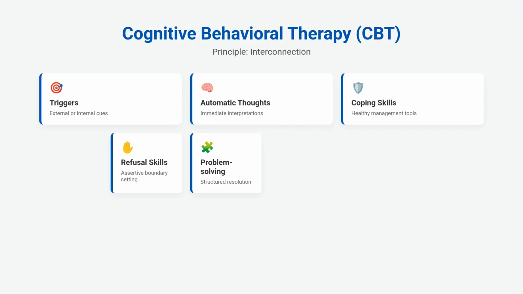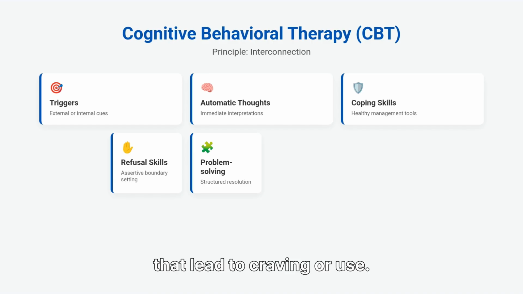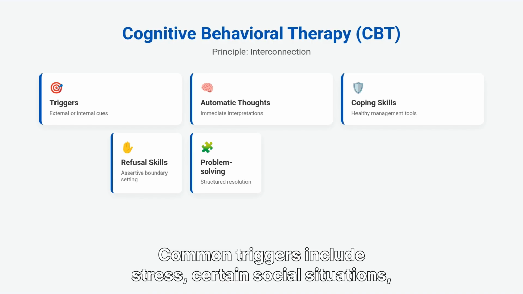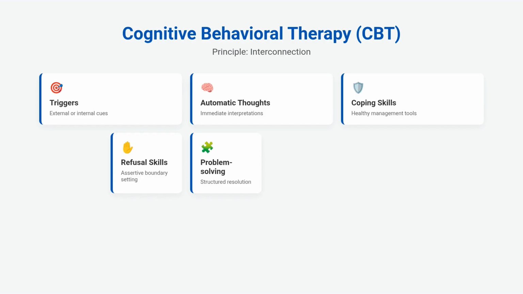1. Identifying triggers. Triggers are people, places, emotions, or situations that lead to craving or use. Common triggers include stress, certain social situations, seeing drug paraphernalia, or feeling bored or lonely.